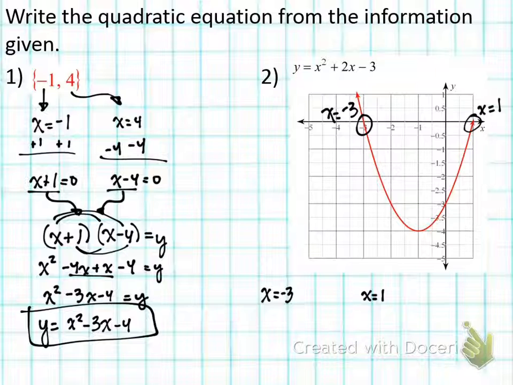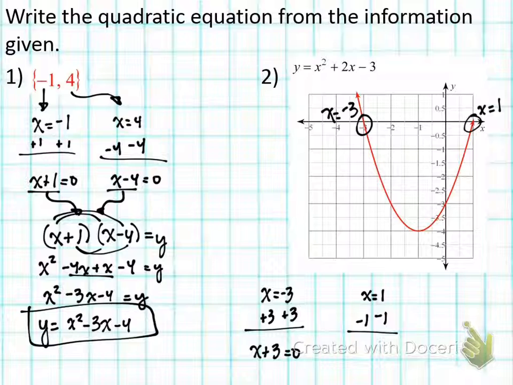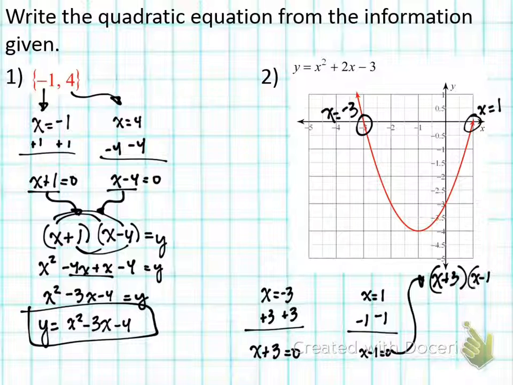And I'm going backwards now, so I'm going to add 3 to both sides on this one. So I know x plus 3 is equal to 0. And over here I know that I'm going to subtract 1 on both sides. So x minus 1 is equal to 0. These are both binomials. I ran out of space over here, so I'm going to put these up here. So it's x plus 3 times x minus 1 is all equal to y. Or actually, let's put y in the front this time.